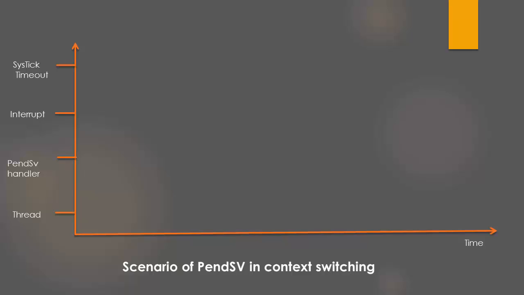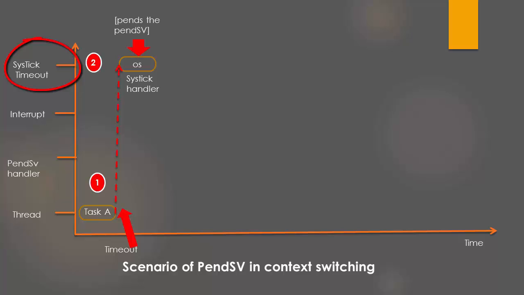Let's understand this with an animation. Assume that we have a task running, which is task A, and when it is executing, the system timeout occurs, and now the control is given to the OS because task A's time slot is over. Now OS wants to do context switch.